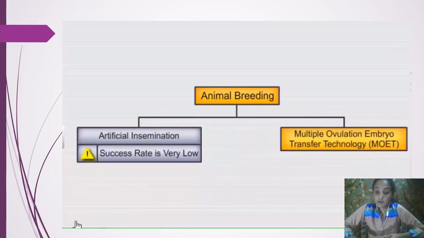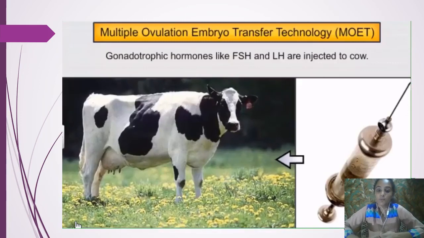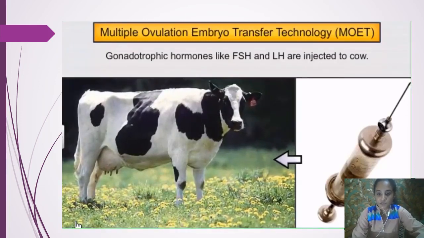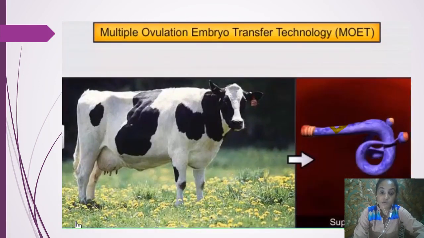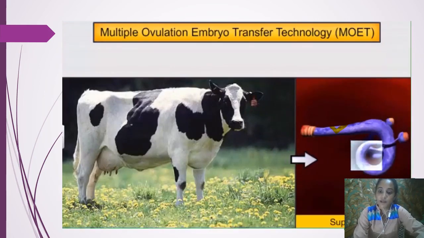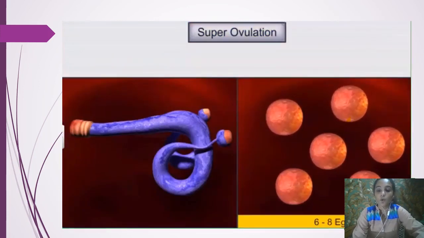So what is the solution we have? We have the multiple ovulation embryo transfer technology, called MOET. Here we administer FSH, follicle stimulating hormone, to a superior cow, and it leads to super ovulation, meaning a large number of eggs are produced. Can you see the eggs? This is the super ovulation.